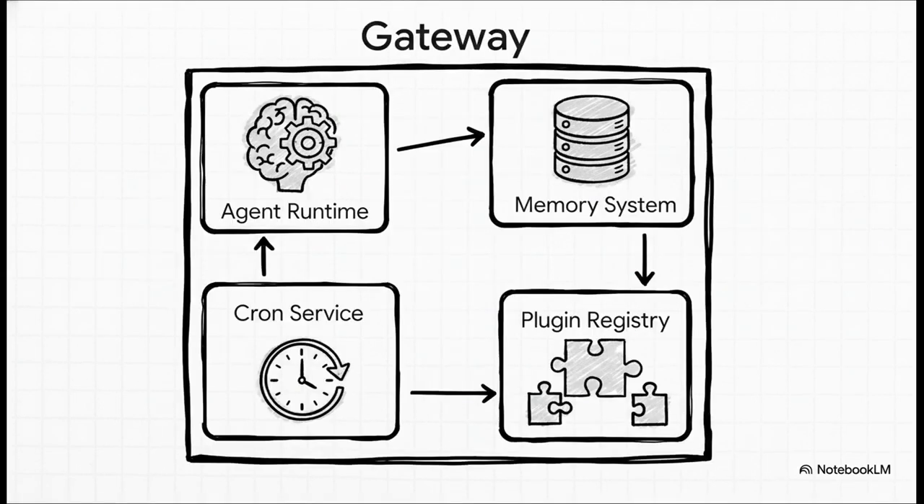So what's actually inside the gateway? Well, it's got 4 key services. First, there's the agent runtime, which is powered by a tool called the Pi framework. You can think of it as the conductor for the AI, orchestrating all the complex tasks. Then you've got the memory system for managing both short-term session data and long-term conversation history. The cron service is basically the system's internal clock. It handles all the scheduled and recurring tasks. And finally, the super important plugin registry, which is what dynamically loads and manages every single plugin.